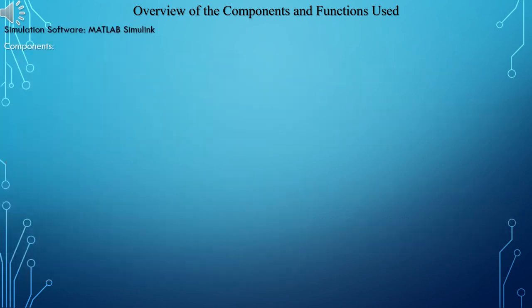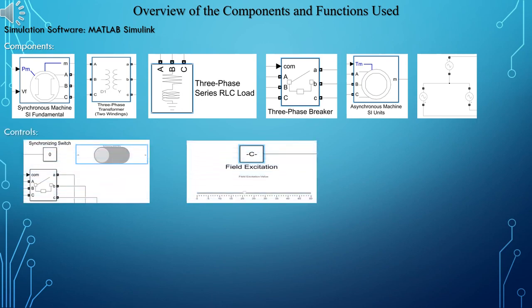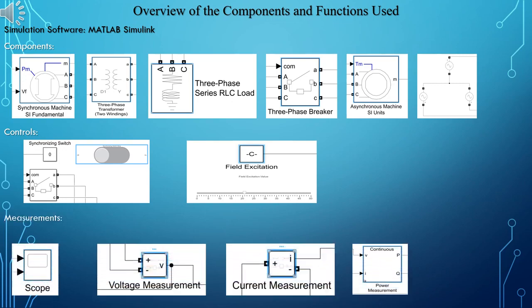And here is an overview of the components used in our simulation. The generator, transformers, loads, breakers are essential components that are used in all the simulations. The switch and sliders are used for various switching and adjusting operation, and finally scope, voltmeters and other measuring devices are used for various measurement.